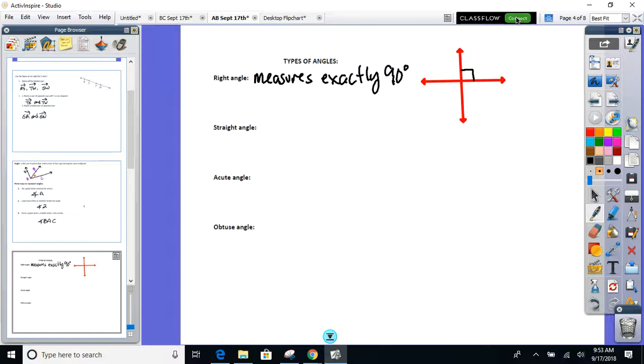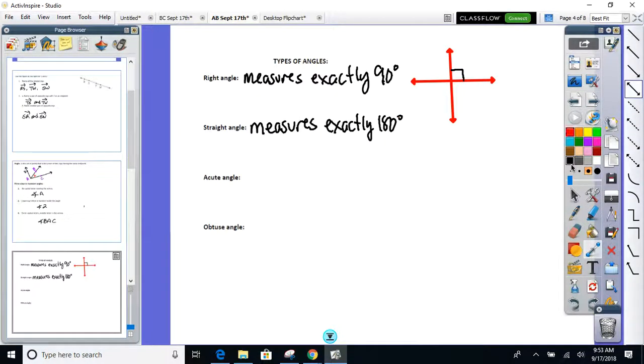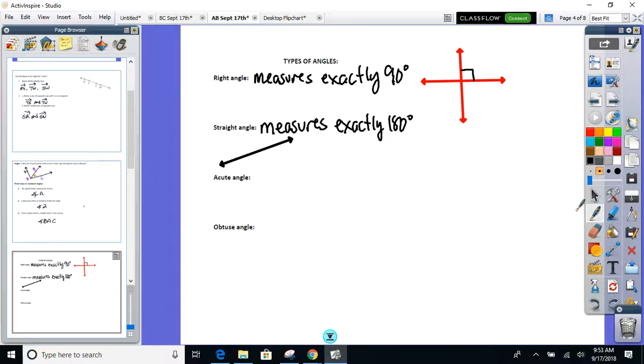I don't know if some of you heard the next one. Straight angle measures exactly 180. It's another way of saying what vocabulary term we've gone over this year. It's a line. That's all. It's a fancy way of saying it's a line. All lines measure 180 degrees. Don't call it a straight line. All lines are straight.